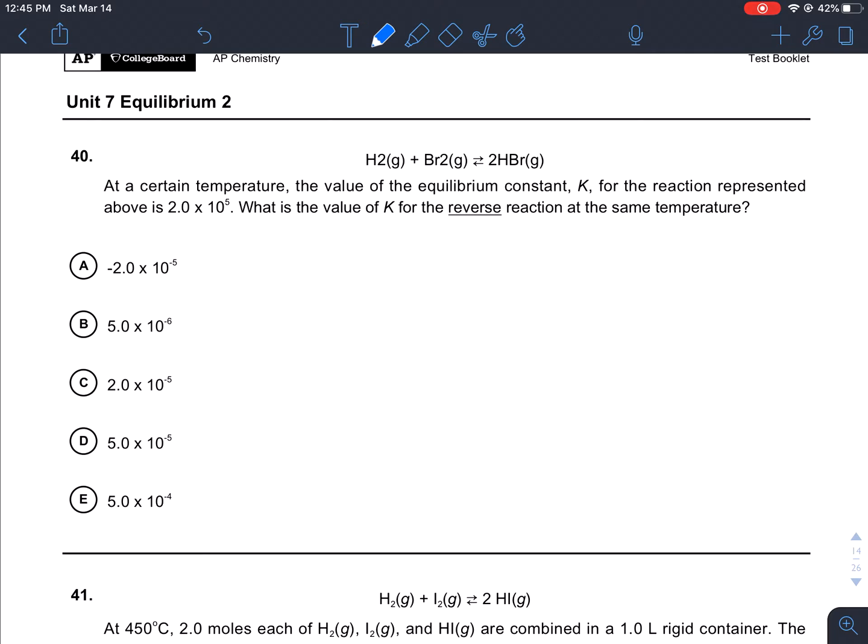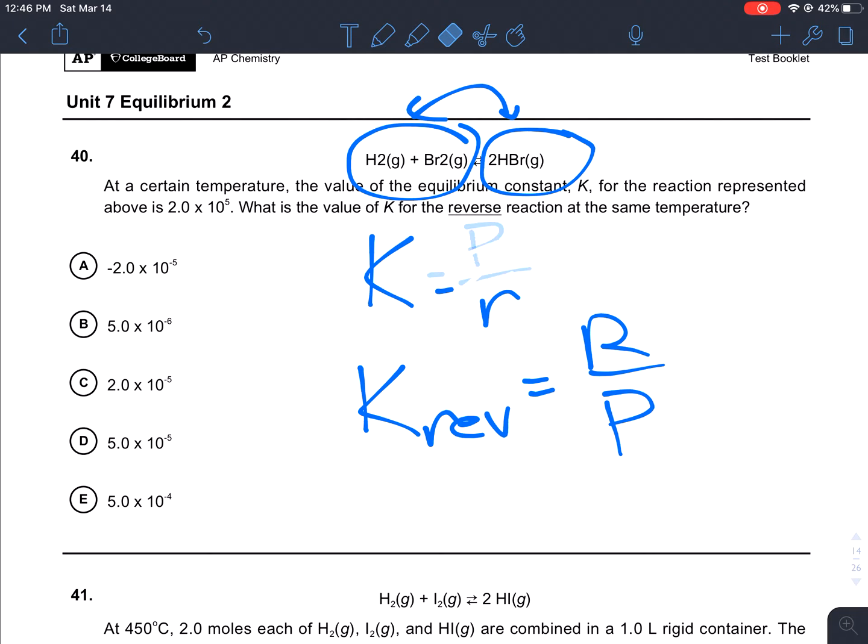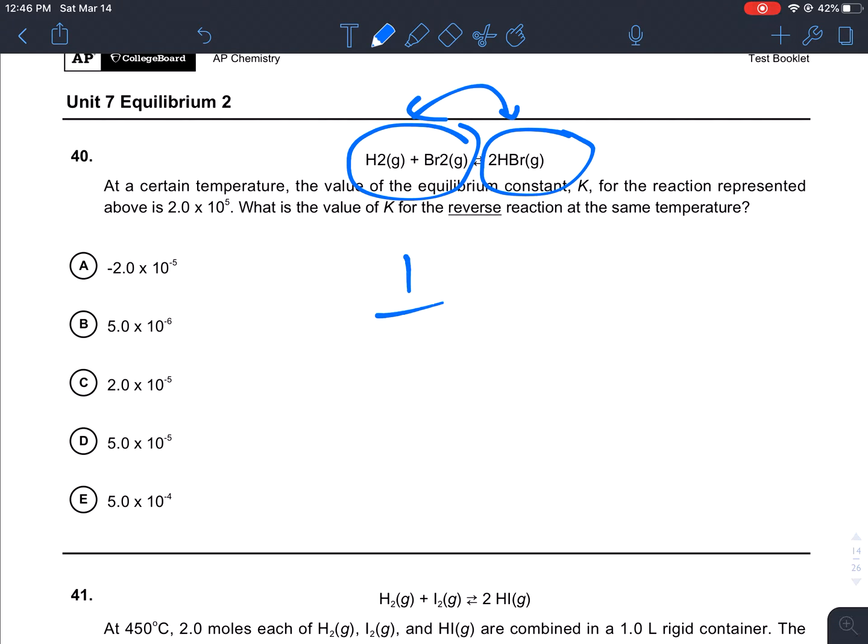Remember, if it's delta H, you have to make it negative, but if it's K, now this product becomes a reactant and the reactant becomes a product. They switch sides. So when you do the reverse of K, you're always going to have reactants over products. That's what happened here. So what does that mean? The K of the reverse reaction is 1 over K.